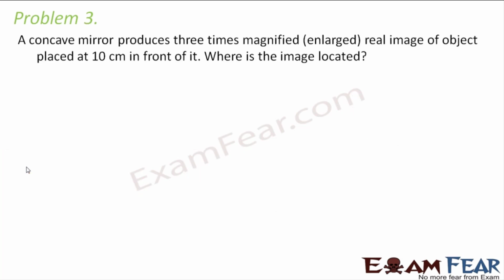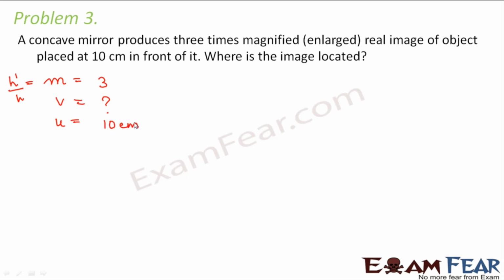Let us now look at the third problem. It says a concave mirror produces a 3 times magnified or enlarged real image of an object placed at 10 centimeters in front of it. Where is the image located? That means the magnification is given as 3 because it produces a 3 times enlarged image. That means height of the image by height of the object is equal to 3. That is how we define magnification. We have to calculate the image distance. The object distance is given as 10 centimeters.